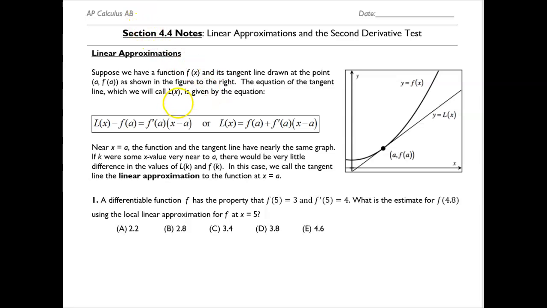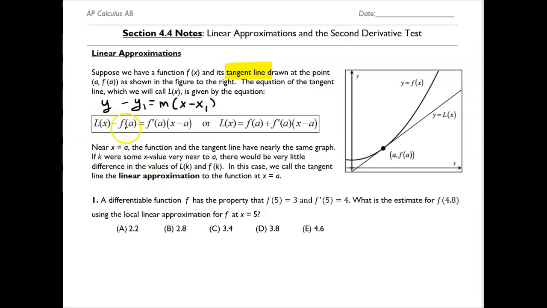And so suppose we have a function f of x and its tangent line is drawn at a point (a, f of a), like it is here. So we have this point of tangency, here's our tangent line. Then we're going to call that tangent line L of x. This equation here might look a little familiar. It's really just the point slope form of a line, just with some different things filled in for it there.